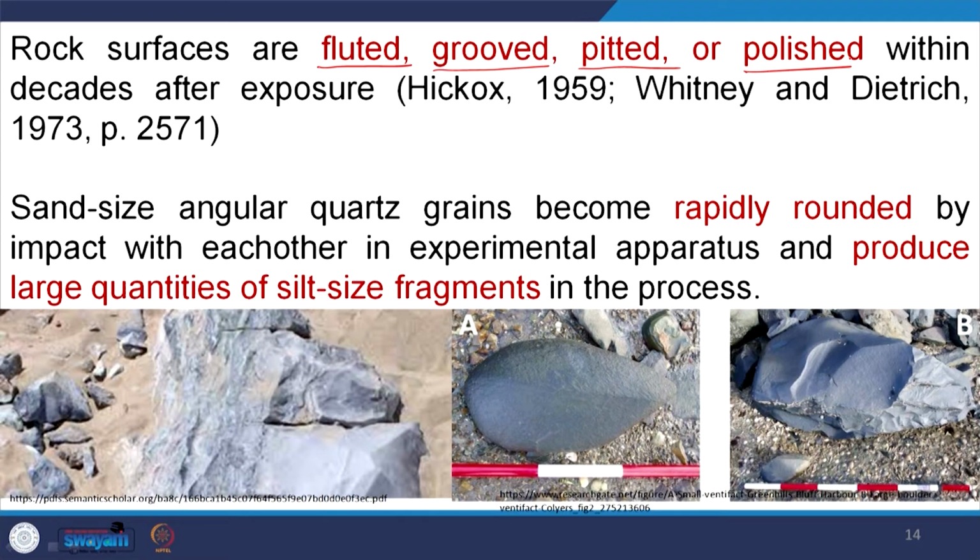So, this type of activity may be seen here. Sand-size angular quartz grains become rapidly rounded by impact with each other in experimental apparatus and produce large quantities of silt-size fragments in this process. So, this process is called abrasion. That means we have different sands, we are mixing them together and allowing them to interact with each other.